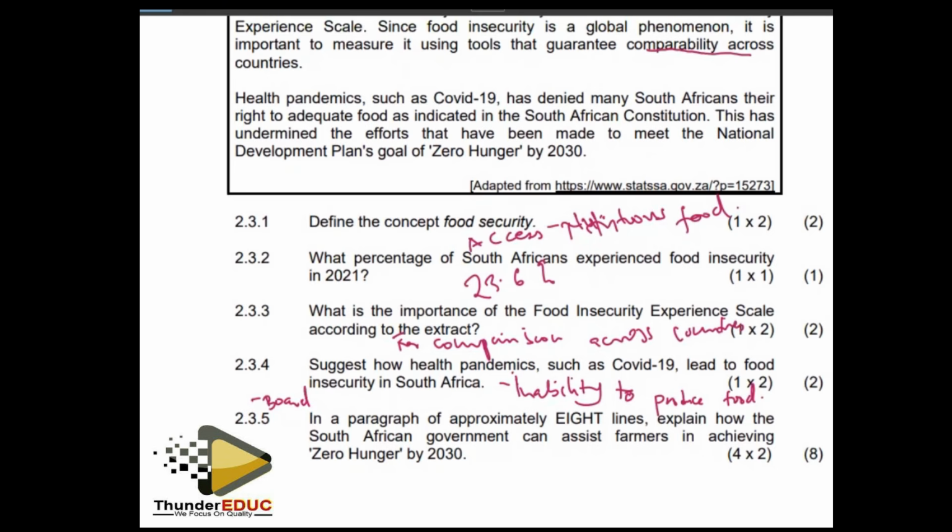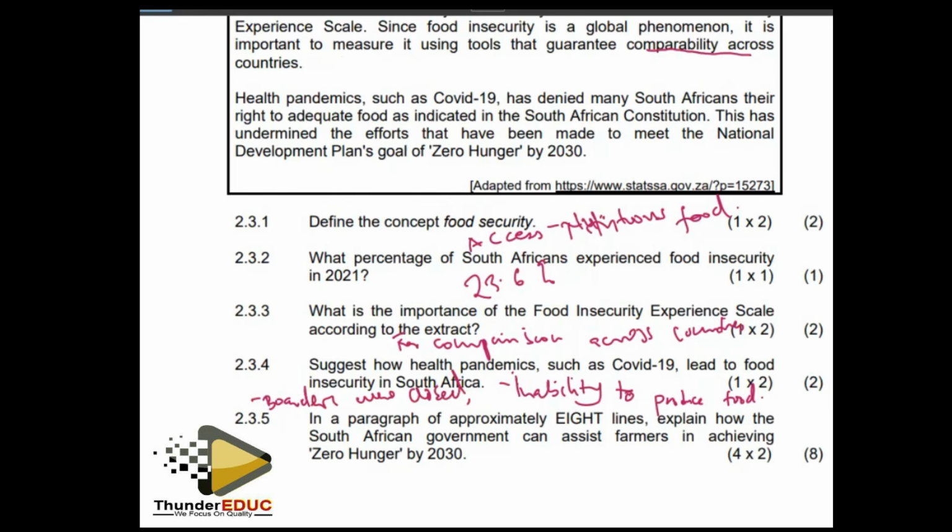Borders were closed. So importation of food was difficult.